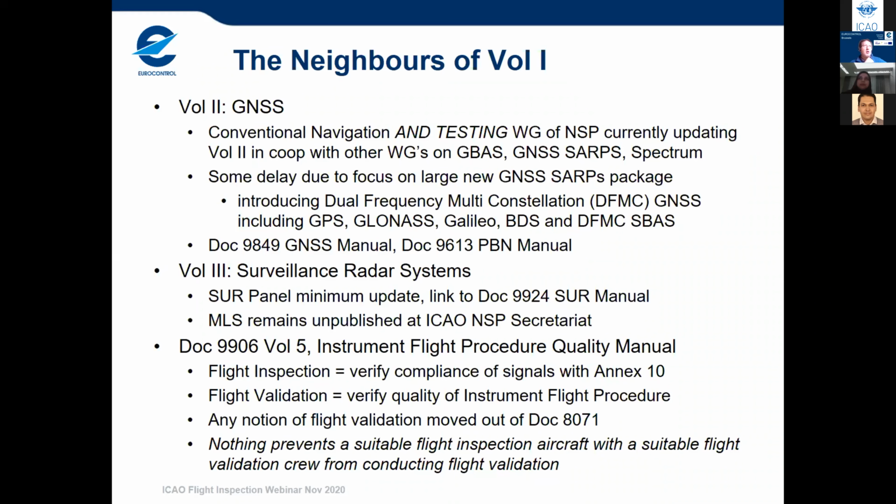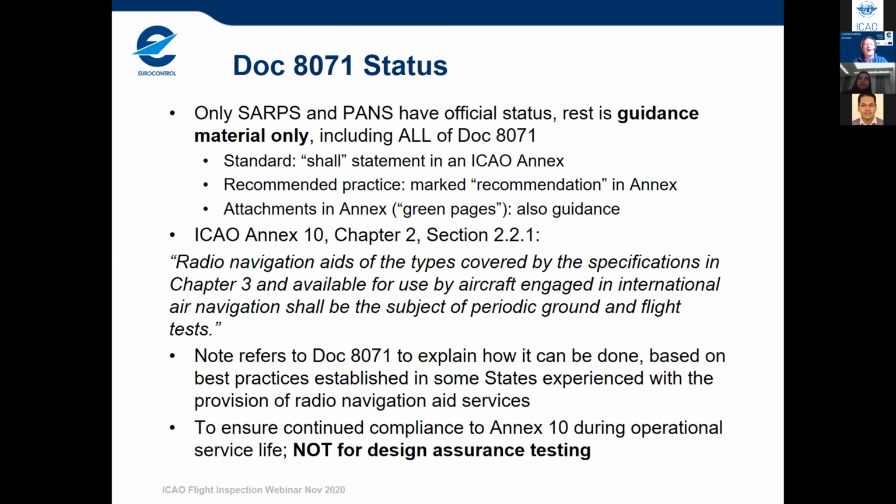So this previous notion that we had of a one-stop shop for a flight inspection organization, where all you ever need to read is Doc 8071, I think that one is the past, which is why we mention all these other documents. I think it's good for flight inspection organizations to be aware of all these other documents that actually relate to it. As stated, Annex 10 is really the hard requirement, the shall statement.